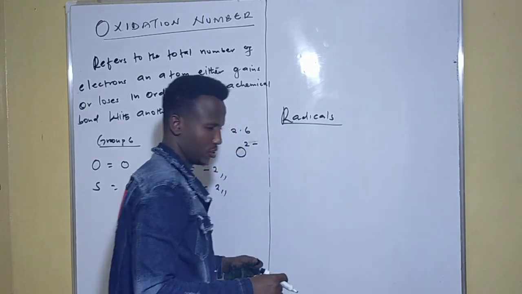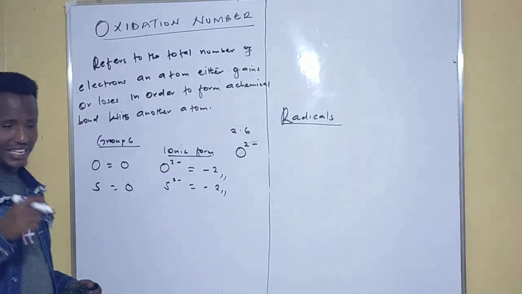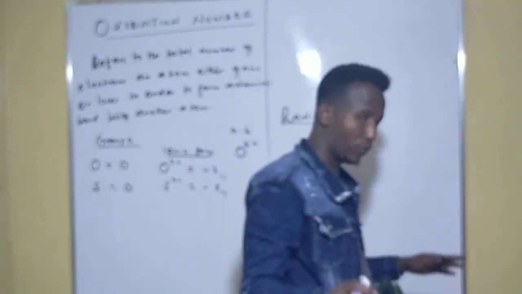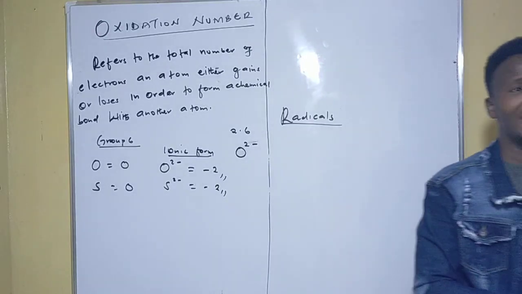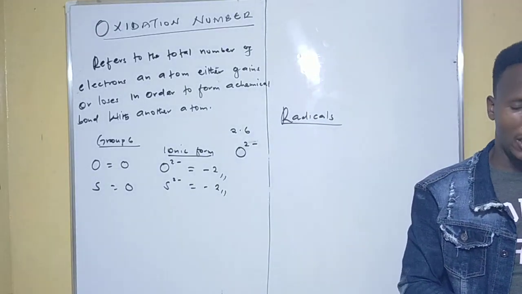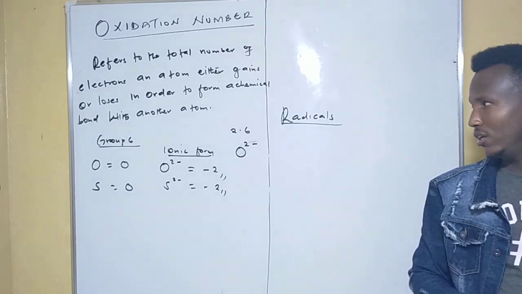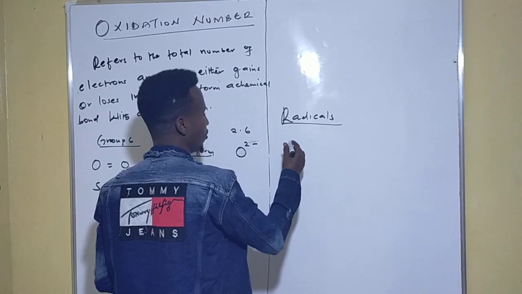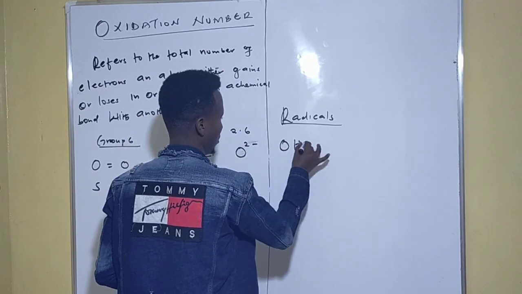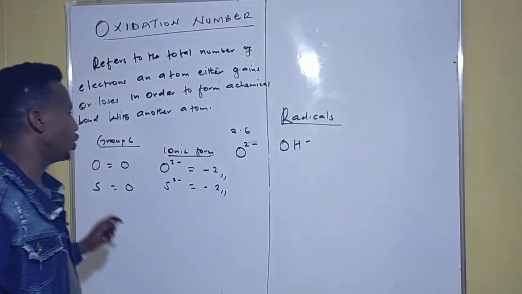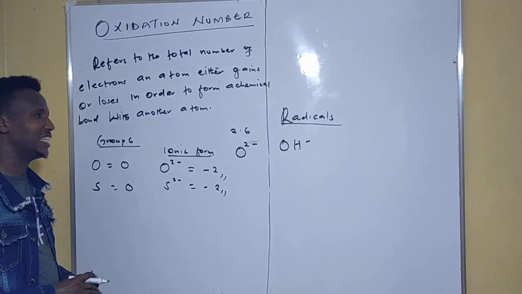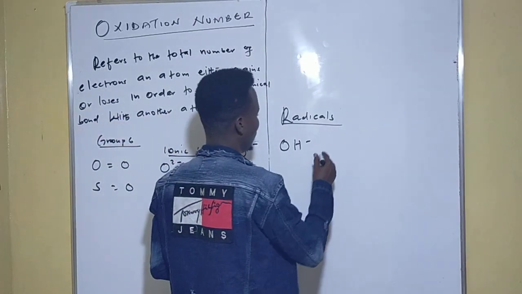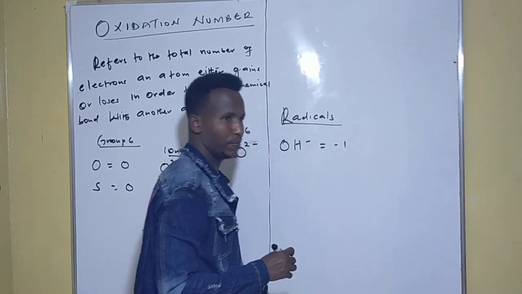So what are radicals? These are a group of atoms that exist and react as a unit during a chemical reaction. Groups of atoms that exist and react as a unit during a chemical reaction. Because we have learned this one. Okay? Then a good example is hydroxide. So the oxidation number of any radical is the charge that's found on top of it, yeah? So the oxidation number of this one is always negative 1.